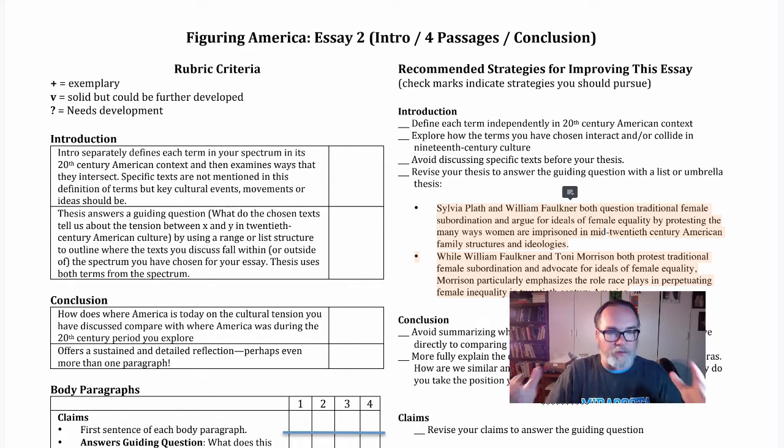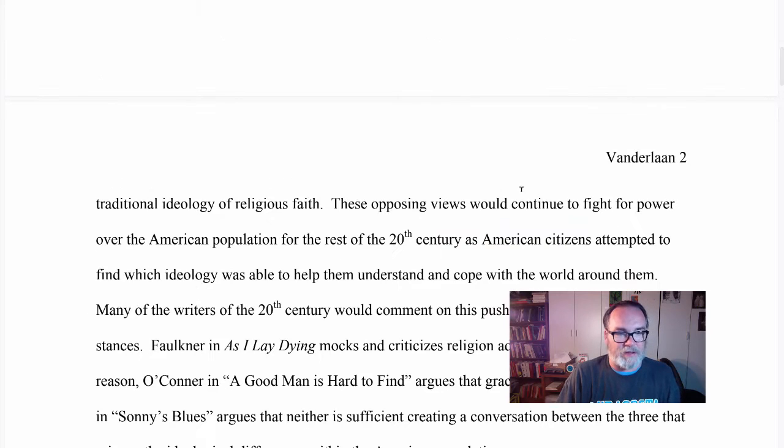Now, notice how both thesis statements use both of the terms, even if you're going to emphasize one over the other in your analysis. Notice also that we're answering that guiding question. We're not just repeating the question, we're answering it. We're saying, what is the author saying about this? Now, for a good example of a list type thesis, let's look at the sample paper.